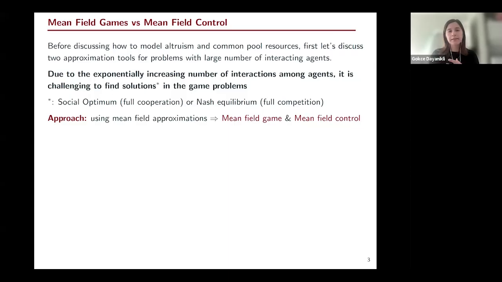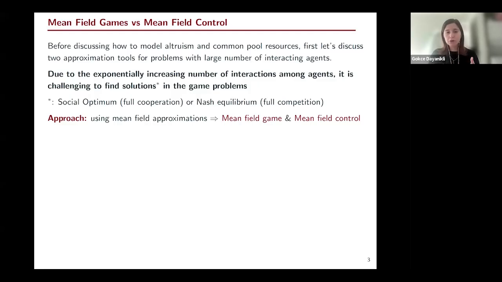But if you're looking at the mean field control setting, this is the case where we assume that all the individuals are cooperating with each other and they are trying to minimize their aggregate or average outcome. So in this case, we would look for the social optimum. So depending on what type of setting we look at, the solutions in these problems will be changing.